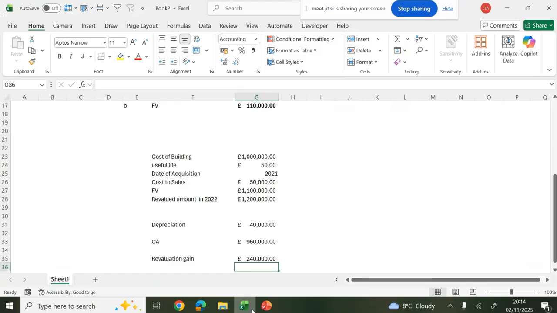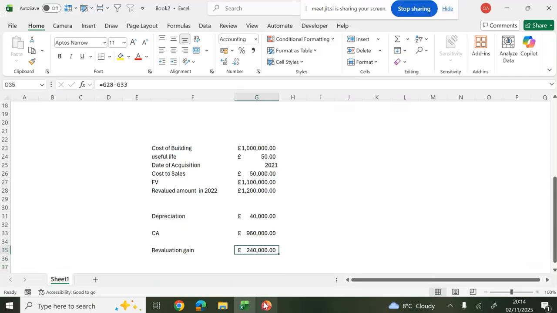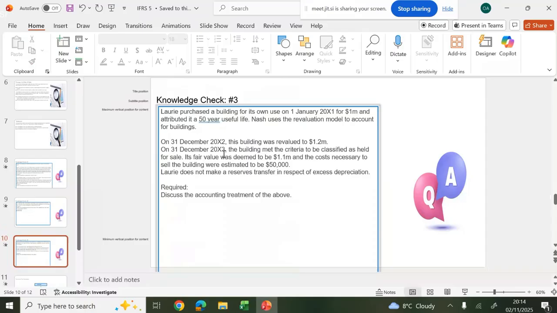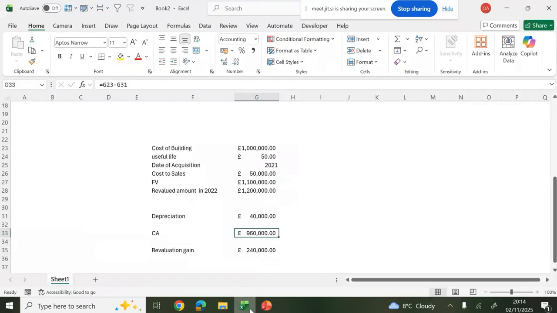Yes. The gain is 240 because the carrying amount became the opening balance for 2023. And the asset was held for sale as at December 2023. We have not gotten to that yet; we are still going there. Does that make sense? Can we continue?